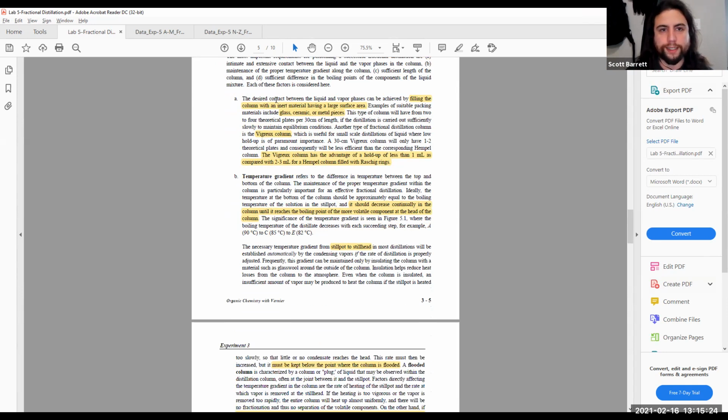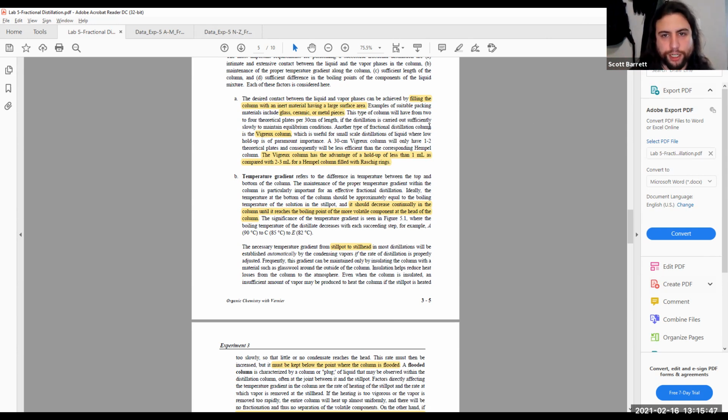Portion A is the desired contact between liquid and vapor phases. It can be achieved by filling the column with an inert material that has a large surface area in order to separate the more volatile from the less volatile substance, in that case, toluene versus benzene. Examples of suitable packing are glass, ceramic, or metal pieces.